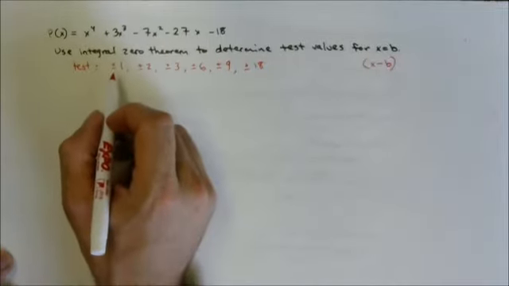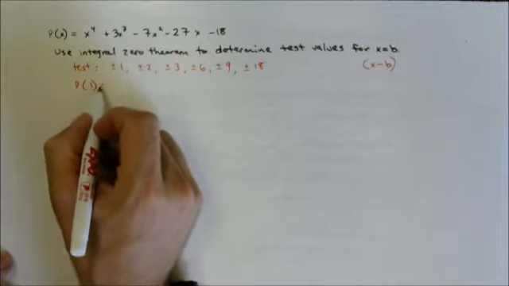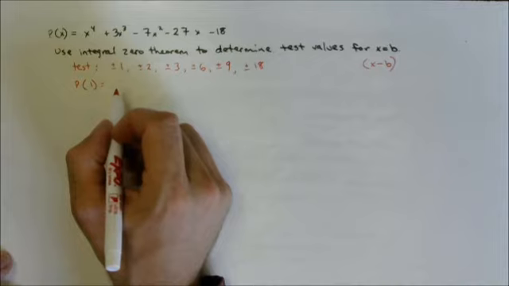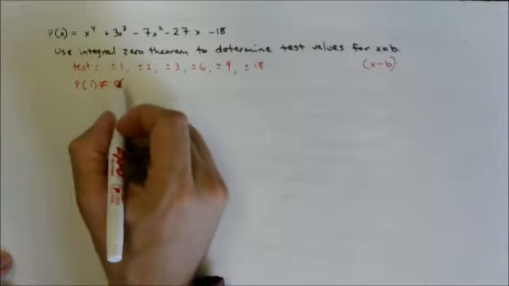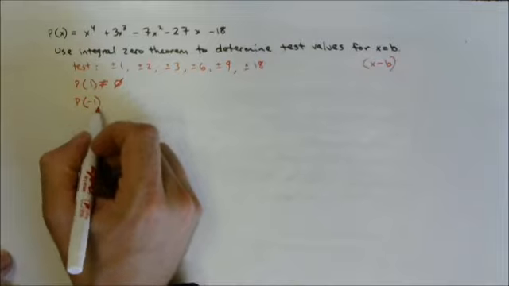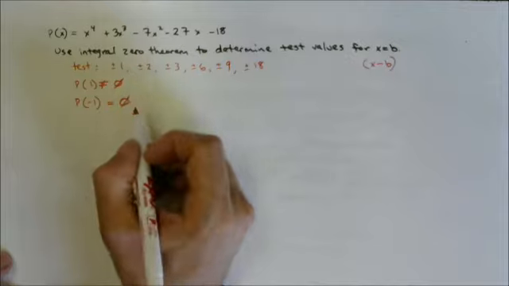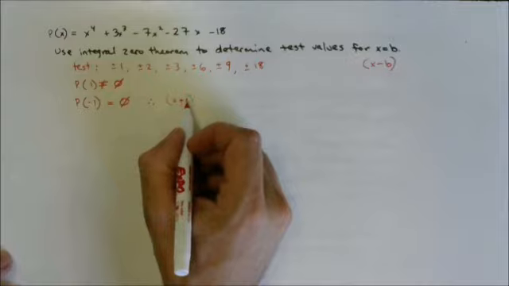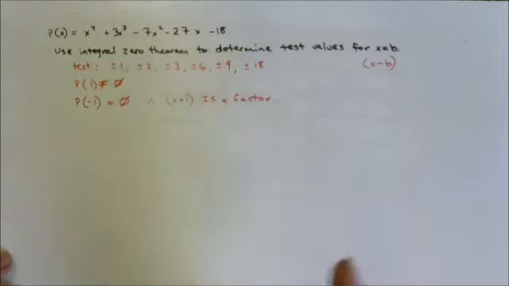I'm going to test a couple of these values. Let's test p of 1. I'm not going to actually sub it in and do the work, but I figure out that this does not equal 0. Okay, so it doesn't give us one of the factors, so I move on. I'm going to try p of negative 1. Turns out p of negative 1 does equal 0. So I'm just going to make a note, therefore x plus 1 is a factor.